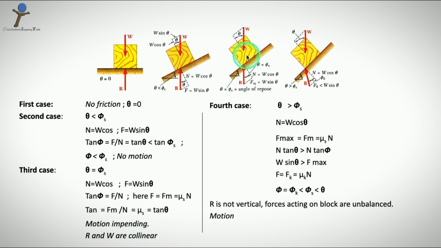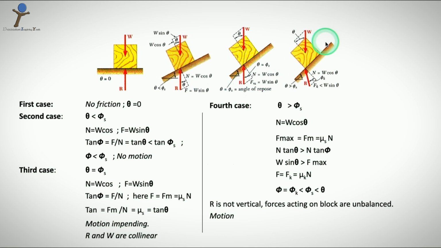If theta is less than phi s, there is no motion in the body. Coming to the third case, where theta is equal to phi s, that means you increase theta to such an angle that the body just starts sliding. That is called motion is impending. In that situation, your R and W are collinear.